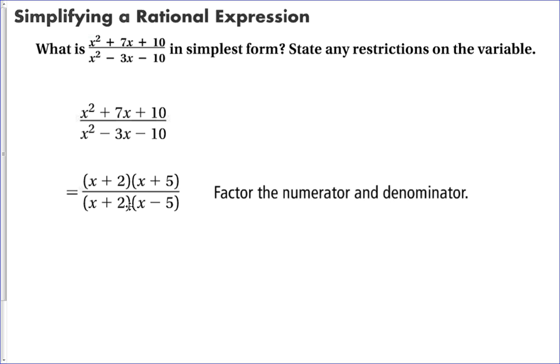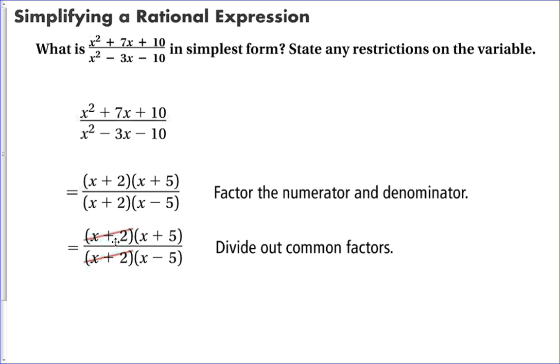So now that we have everything factored, the next step is to cancel out common factors. If you notice, both of these x plus 2's will cancel out. Since they'll cancel out, get rid of them. So you divide out your common factors, and then what you're left with is your expression in simplest form. So the first thing you do is factor it, cancel out common factors, and then simply rewrite your expression in simplest form.